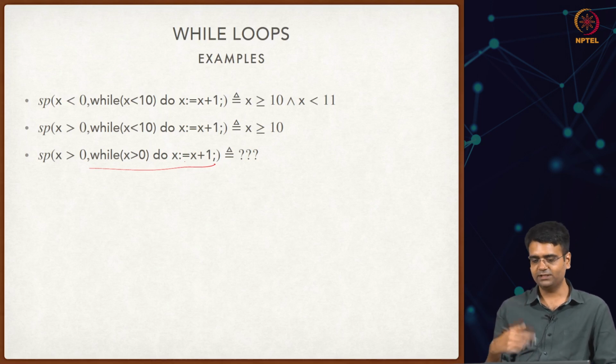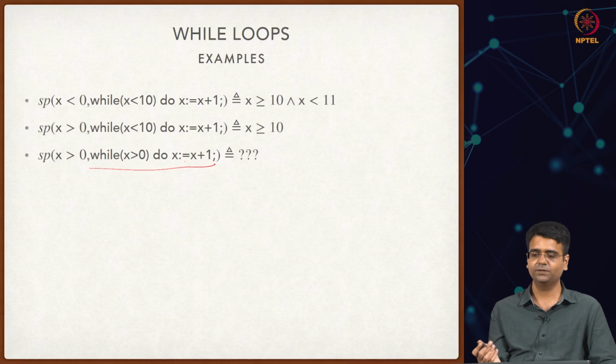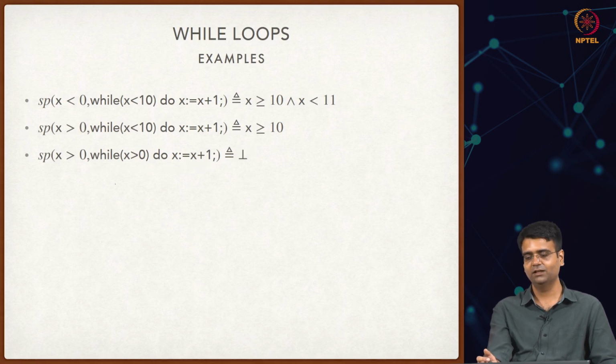And since this loop doesn't terminate, there will be no states which will exit out of this loop. In the strongest post condition, you are always looking for states where the entire program has been executed. Here there will be no state obtained after finishing the execution, because no execution will actually terminate. There will be non-terminating execution, so therefore this will actually be false. So the strongest post condition for this will be false.